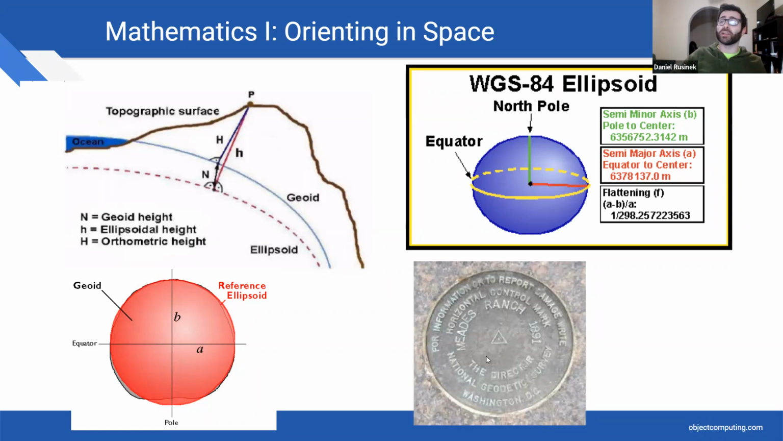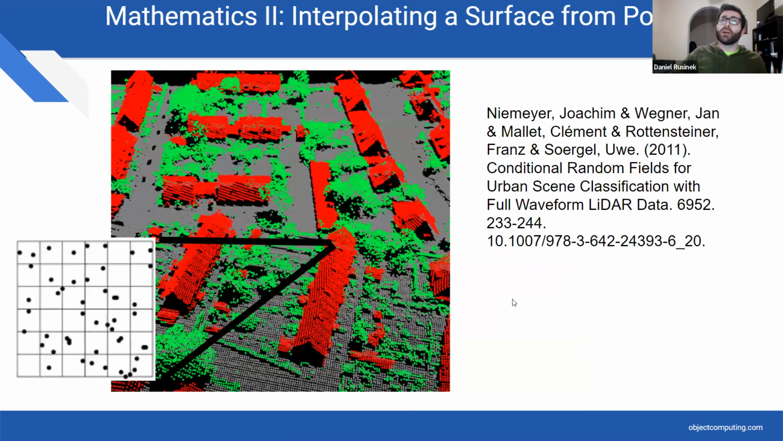So when we survey, we usually survey with respect to these. And then we have our point cloud. This is just an aerial point cloud that was taken. But if you zoom in, you see there's really just a bunch of points.